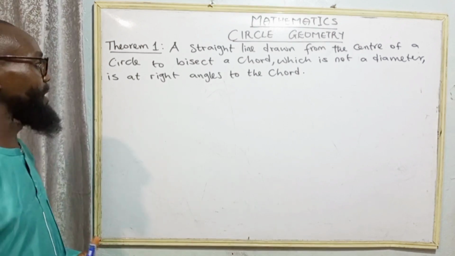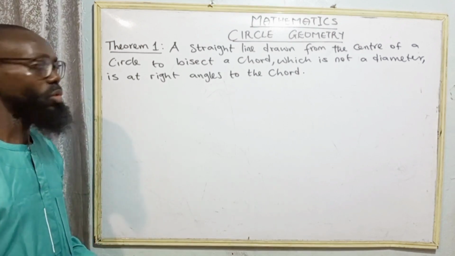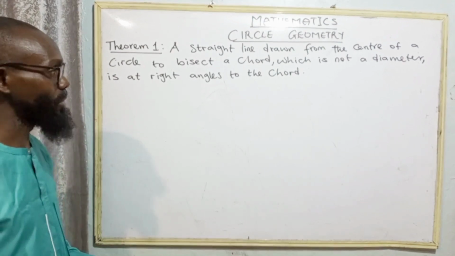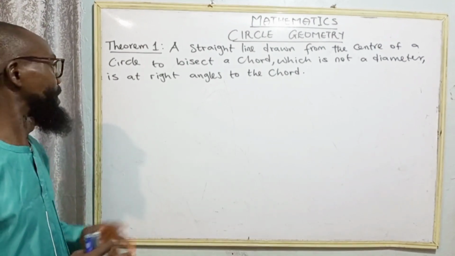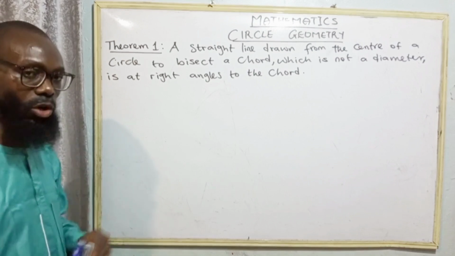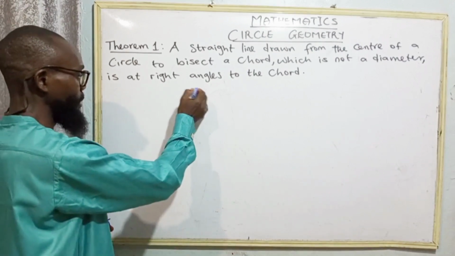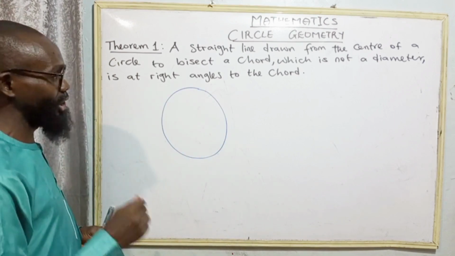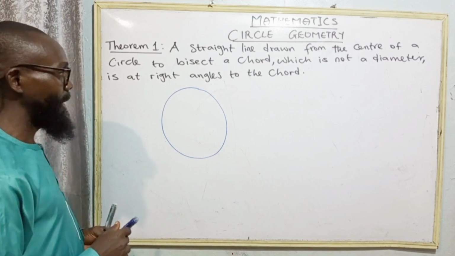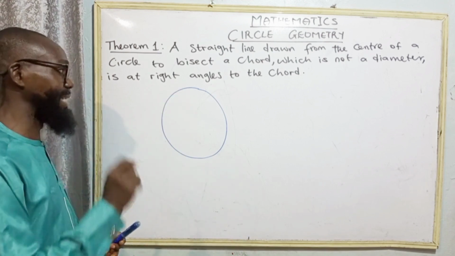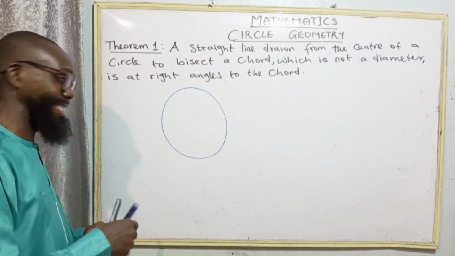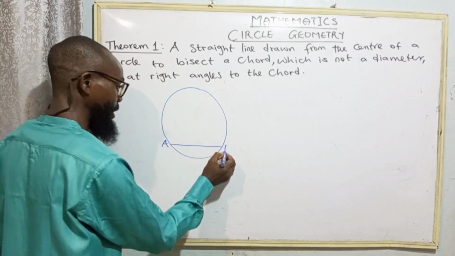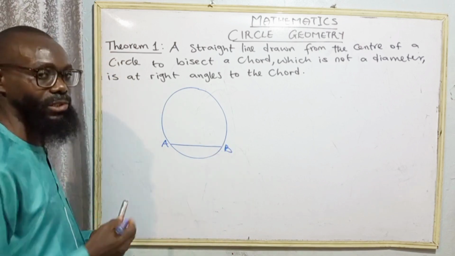The theorem states: a straight line drawn from the center of a circle to bisect a chord, which is not a diameter, is at right angles to the chord. When we have a circle this way, our circle, and we are told that a straight line is drawn from the center of a circle to bisect a chord. Let's assume this is our chord, AB is our chord on the circumference.